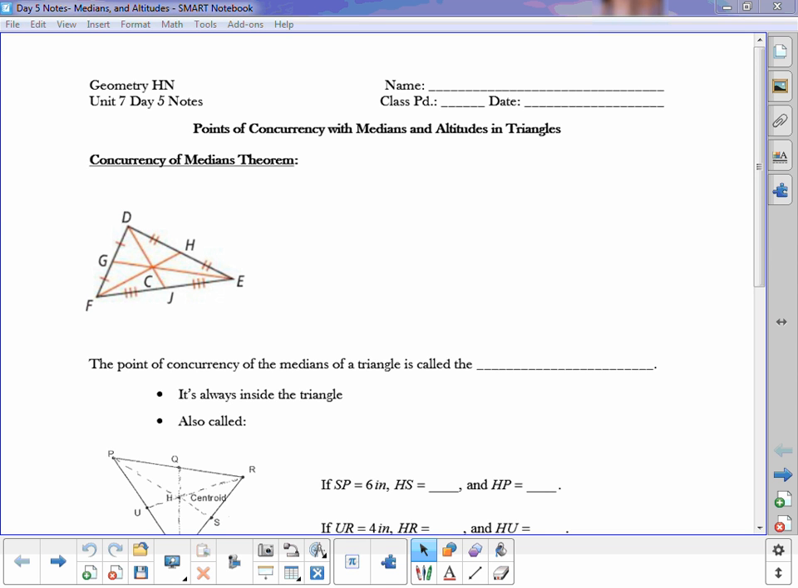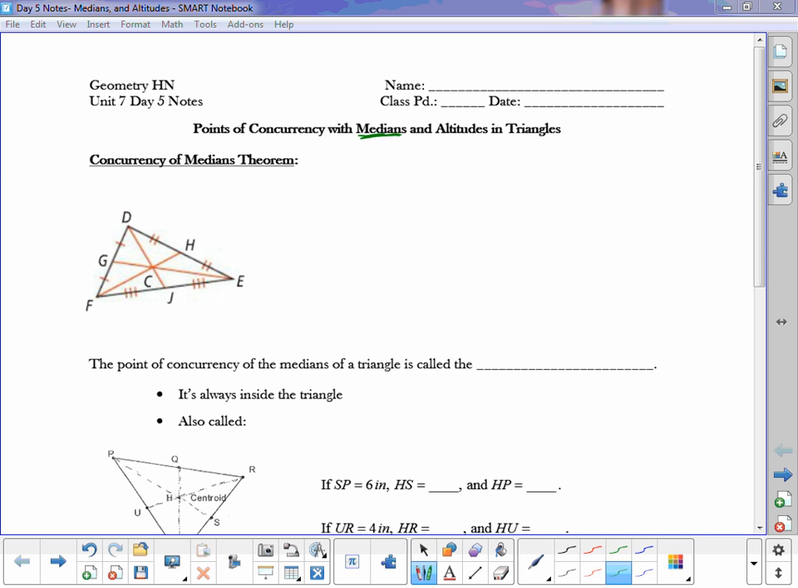Alright, so again, last class we talked about points of concurrencies with perpendicular bisectors and points of concurrencies with angle bisectors. Today we're going to take a look at medians and altitudes. So first, let's take a look at your vocab sheet.